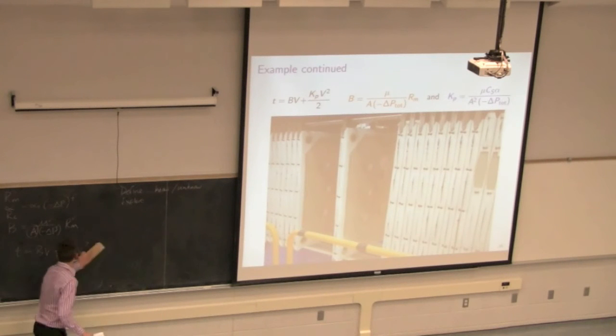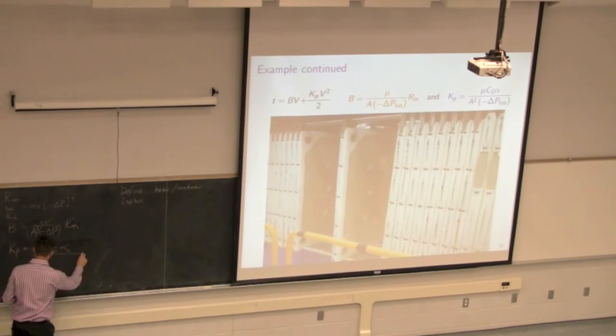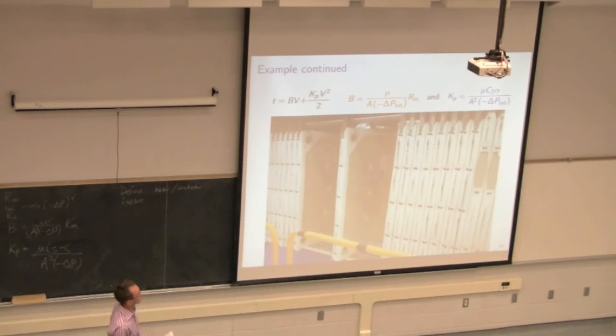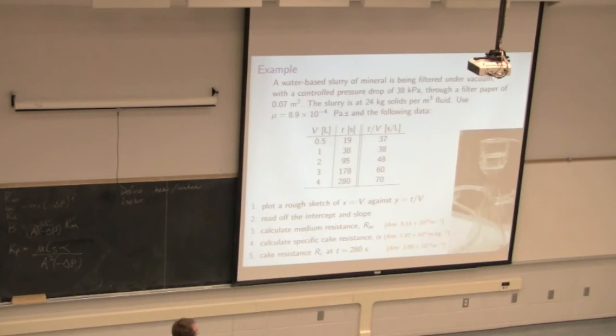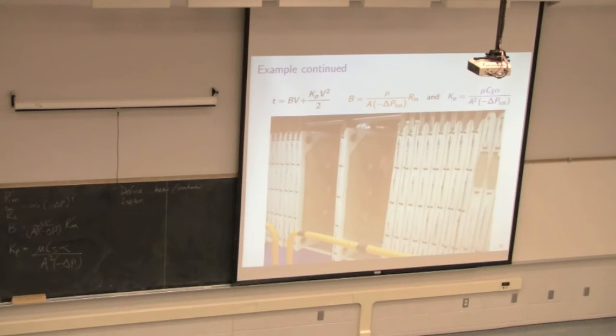Okay, KP. KP is equal to mu times CS alpha divided by area squared times delta P. Same problem here. There's the area, which I don't know. Delta P, which I do know for the new situation. Viscosity, which I know. CS is the slurry concentration. It's a different slurry concentration, in fact, to when I did the lab experiment. In the lab experiment, I used 24 kilograms of solids per meter cubed. Now I'm using 300. So it's significantly different from the lab case. But that's okay. Alpha, again, as before.